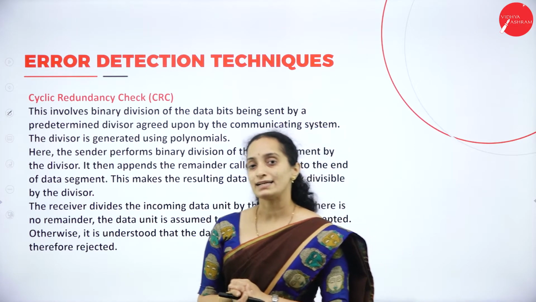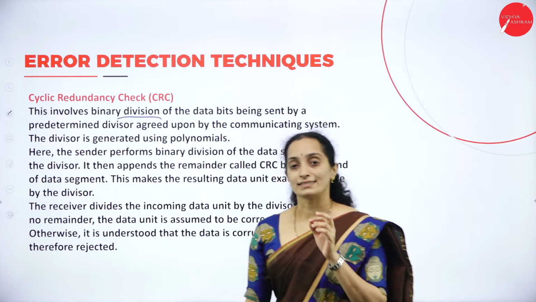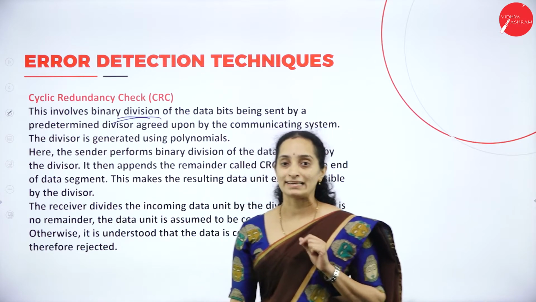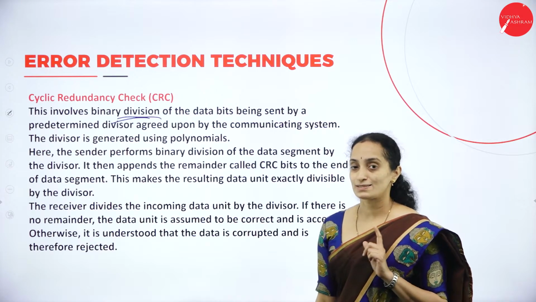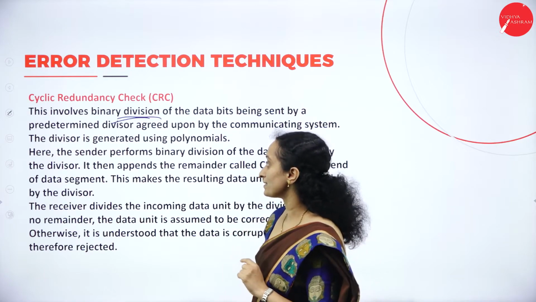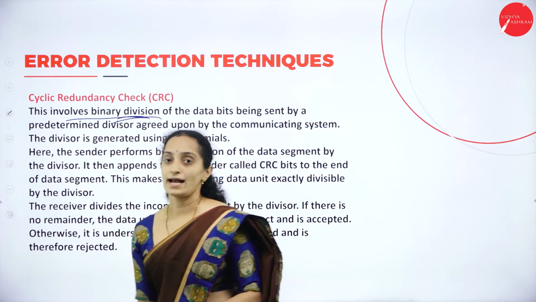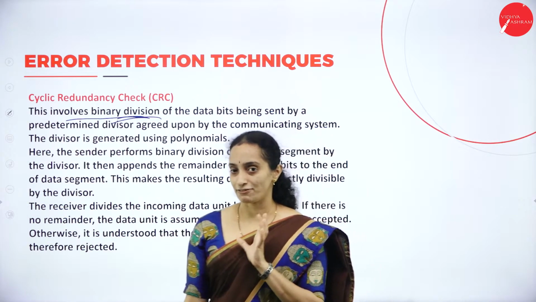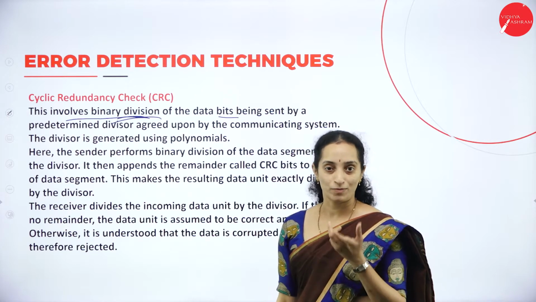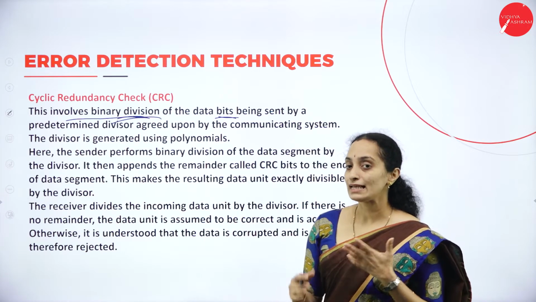How does the cyclic redundancy check detect errors? As the checksum involves ones complement sum, this involves binary division. In the previous sessions, we completed binary arithmetic, including the division operation. The same division operation will be carried out on the data frames, the data packets, or the data bits.